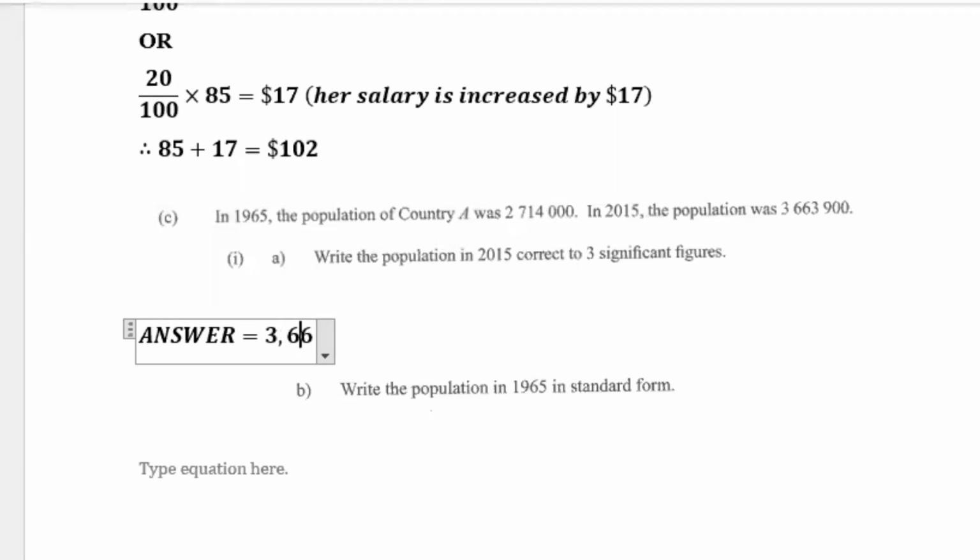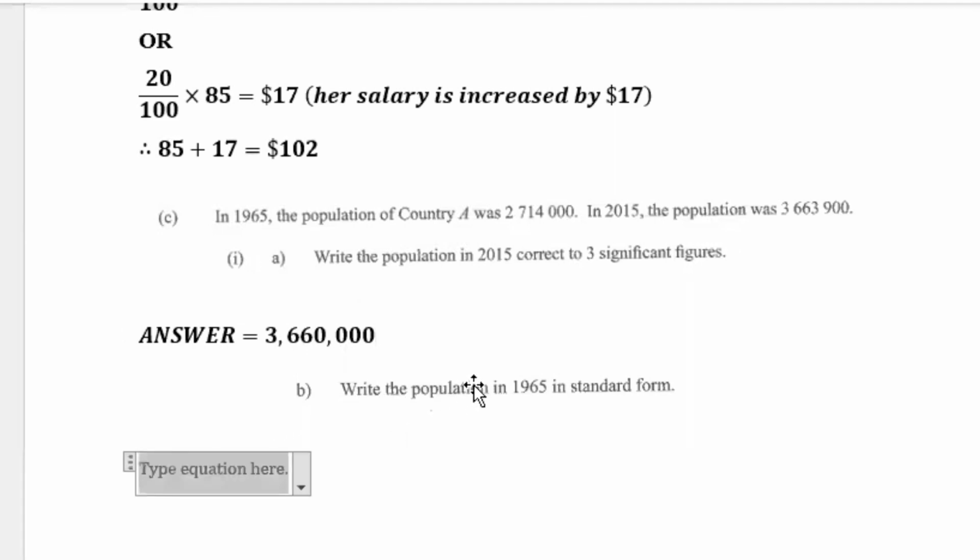So therefore, you'll write this as 3,660,000. 1, 2, 3. So our 3 significant figures would be the 3, the 6, and the 6. In order for them to maintain the same place value, we add zeros in the other places behind it. So just put zeros to hold the value, as placeholders in this case. So that is the population in 2015 written to 3 significant figures.